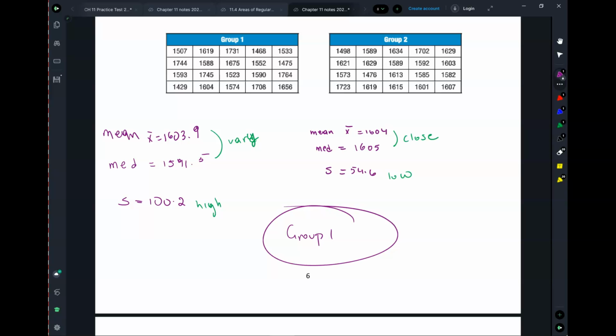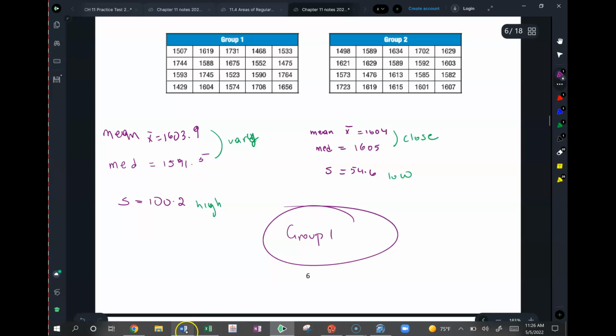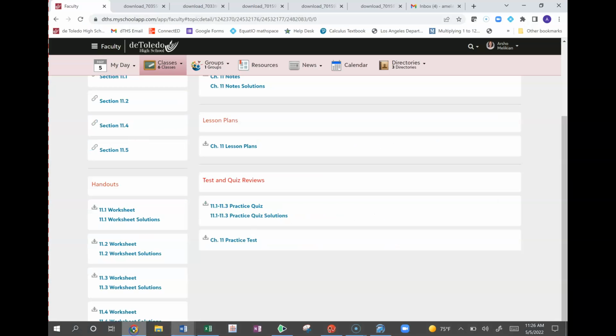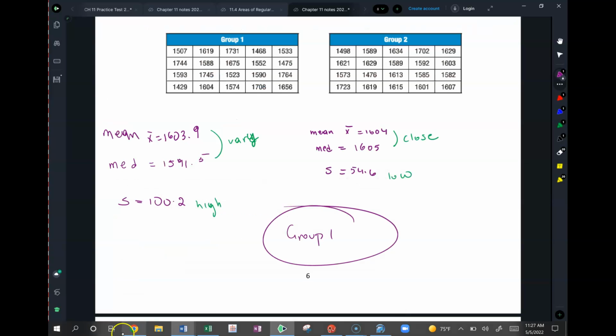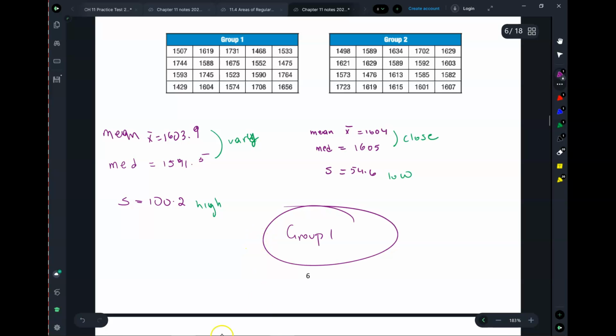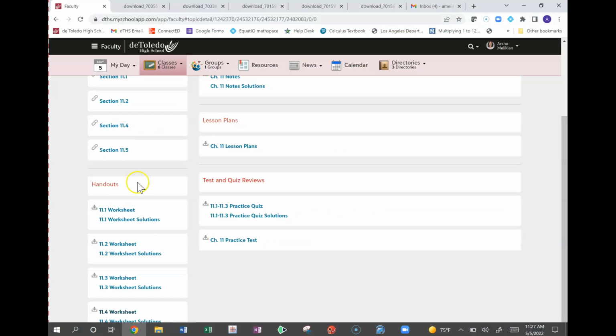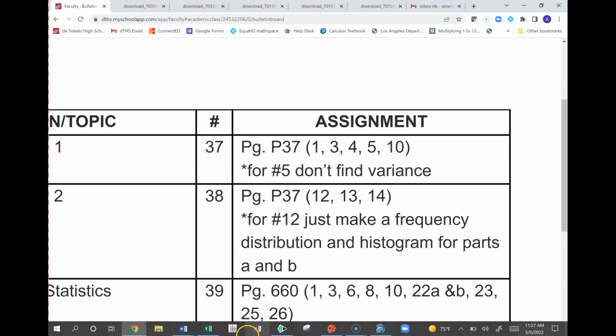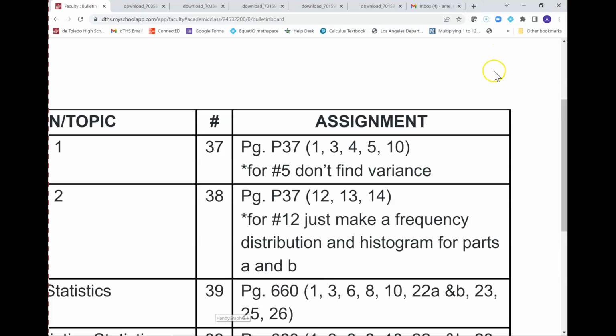All right, so homework. There's always homework. It's on the lesson plan. Okay, if you go on the lesson plan, homework is from page P37, because it's in chapter 0. So remember that. You're not going to go to page 37, P37, okay?